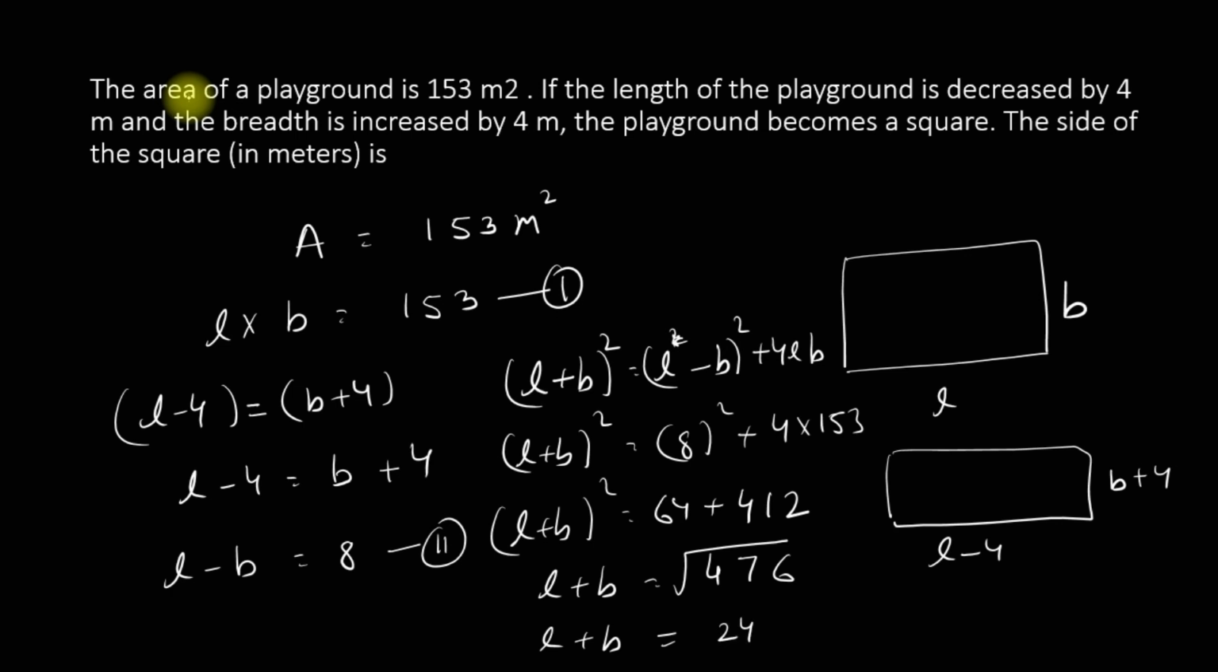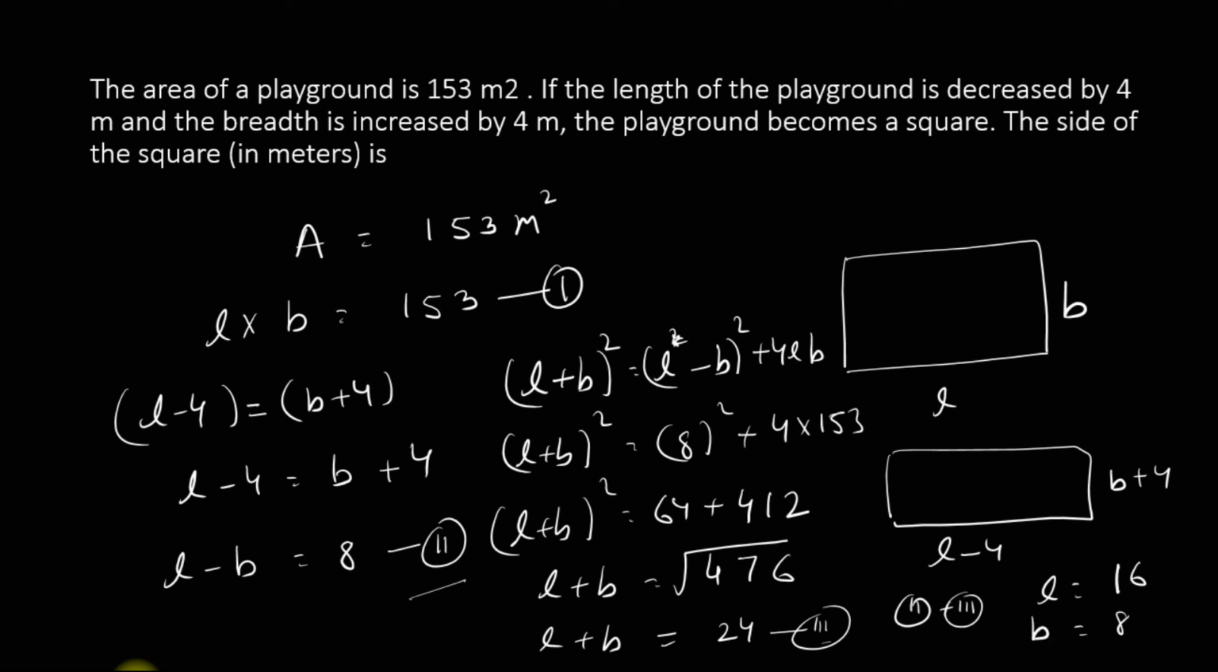So we have equation third. Now we have equations 2 and third. So if we add 2 plus third, see here space is very small, so we can write here, if we add, we see that 2L is equal to 32, so L is equal to 16, and if we subtract 2 from 3, so we have 2B is equal to 16, so B is equal to 8.